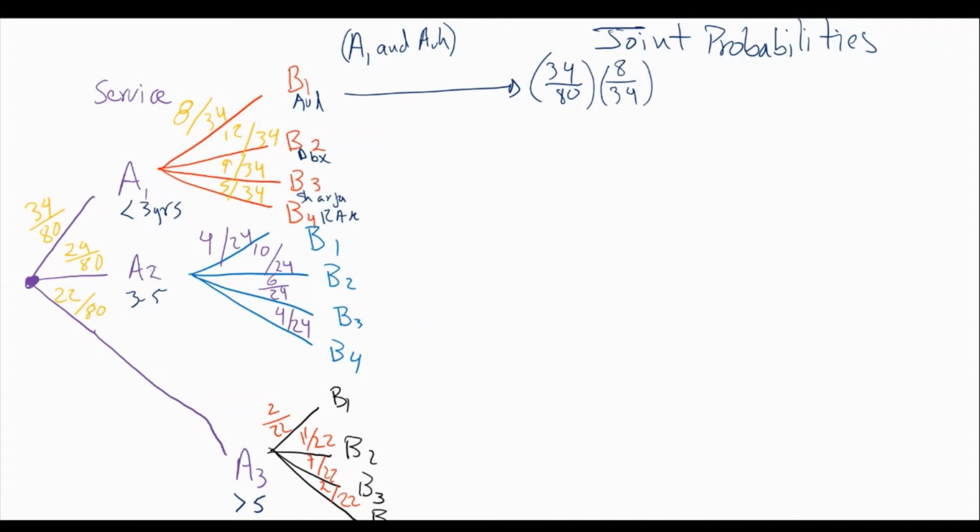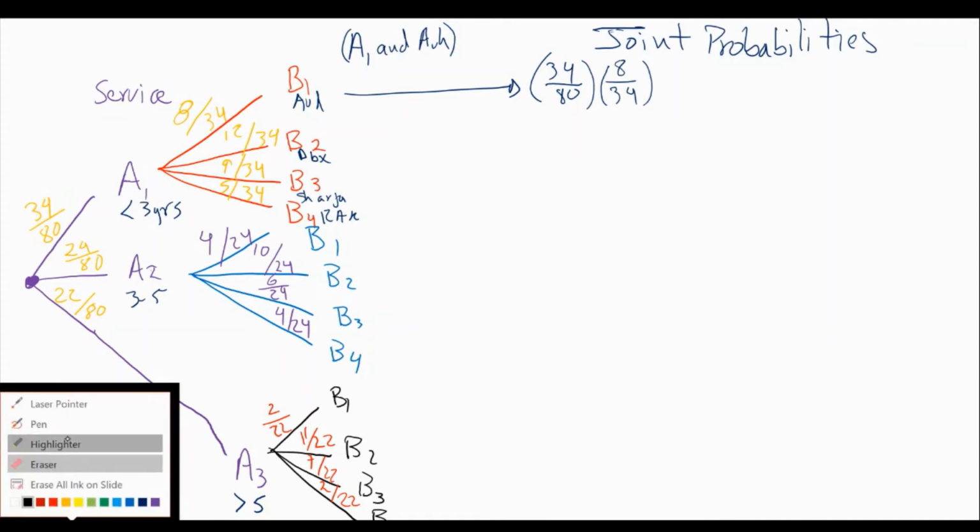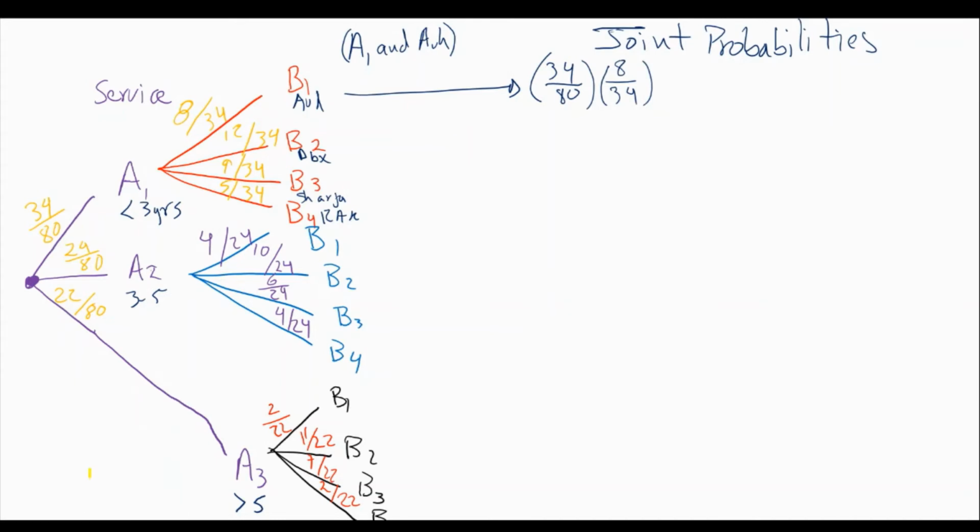Close. I'm getting close. Okay. I want a highlighter, and I want it in yellow. Here we go. I'm talking about this number and I'm multiplying it by this number to get this here. Okay, so what is happening here? We have that this 34 and this 34 cancel each other out, and therefore you have 8 divided by 80.